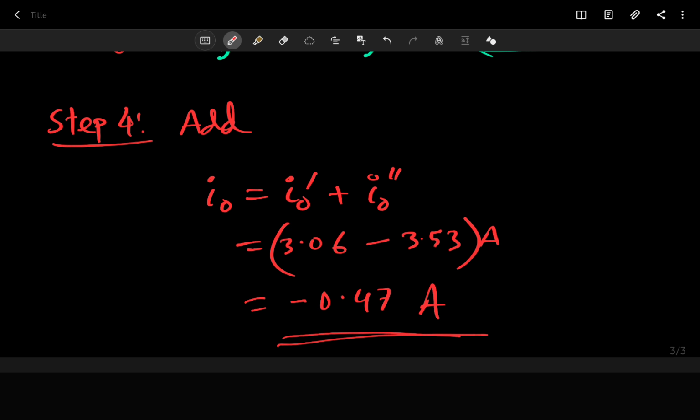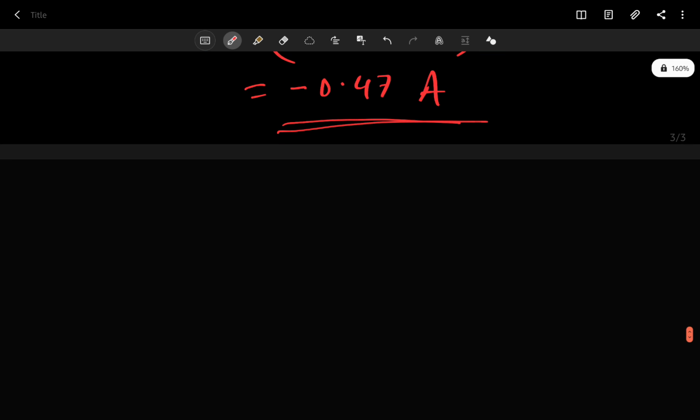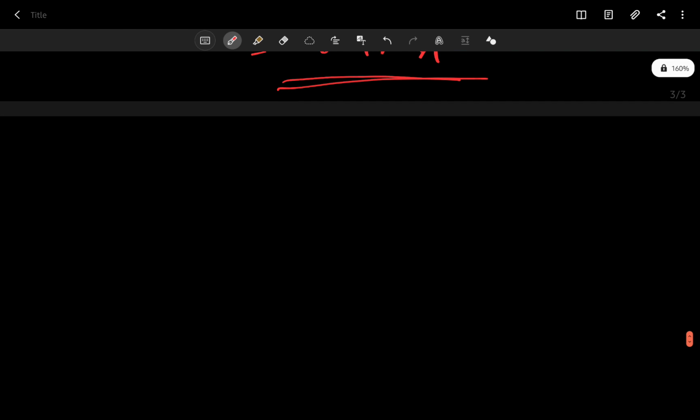So this is how you do a complete superposition theorem problem. This is how you solve it, and yes, it is a little cumbersome. Now there are two things to keep in mind. Why does the superposition theorem work?